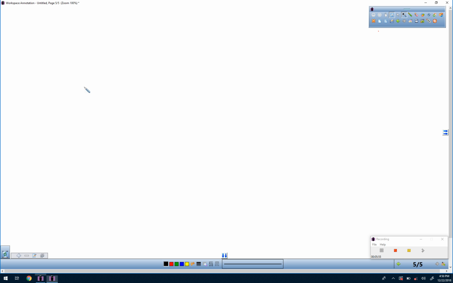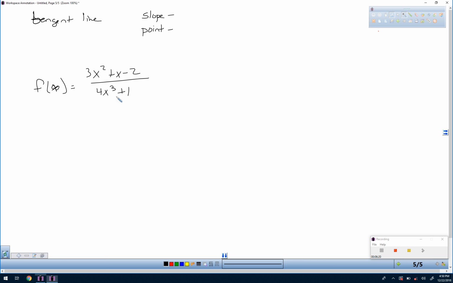For this one, let's say I wanted you to find the tangent line. Well, remember, in order to find the tangent line, you need two things: you need to know the slope and the point. In the context of this, the slope will be my derivative. So here's my function: f of x is equal to 3x squared plus x minus 2 over 4x cubed plus 1. I want to find the equation of the tangent line of this function at x equal to 1. Well, first of all, I need to know the point. So my point is going to be x, y, so it would be 1 comma, I don't know what the y is, but I can find out y by plugging the 1 into the function.